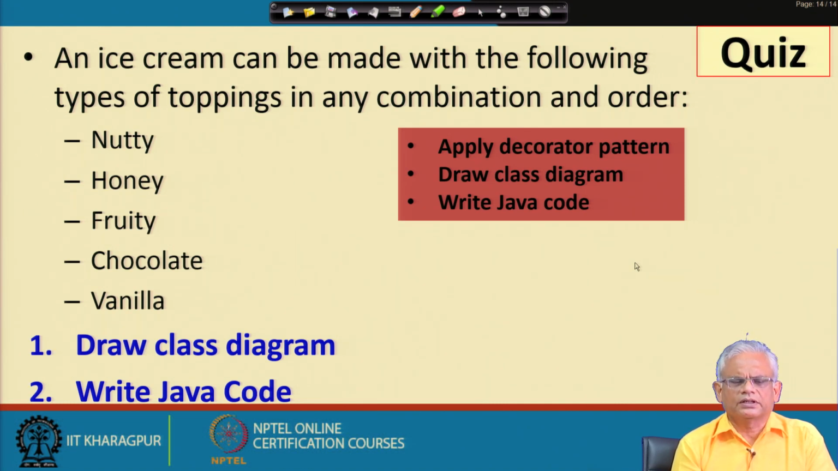So, we have a basic ice cream, and then we can add toppings to that. We can first have nutty topping, honey topping, fruity topping, and so on. We need to apply the decorator pattern to have this game package written. We want to draw the class diagram and we want to write the Java code. Please draw the class diagram first.